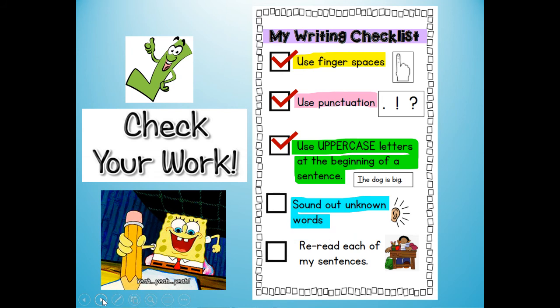And then when you come to a word you don't know how to spell, I want you to sound out the unknown words or write the sounds you hear. And my favorite, make sure you reread each of your sentences. Make sure they make sense and make sure you have enough words, or if you've written too many words, take out the words that don't make sense. So this is a good time to push pause and check all your 4 sentences with the writing checklist.